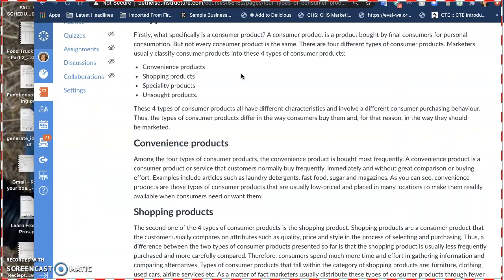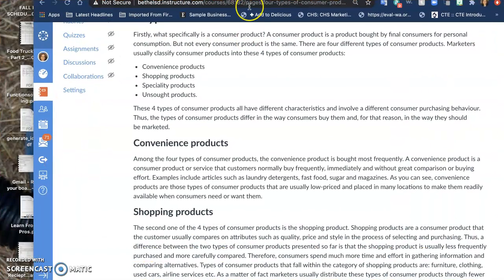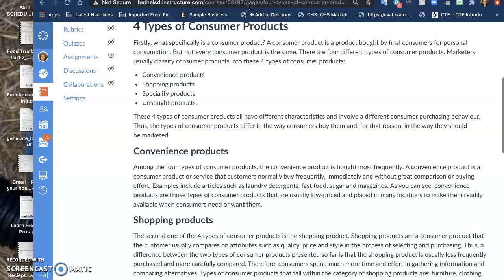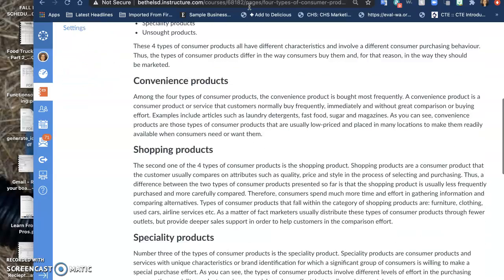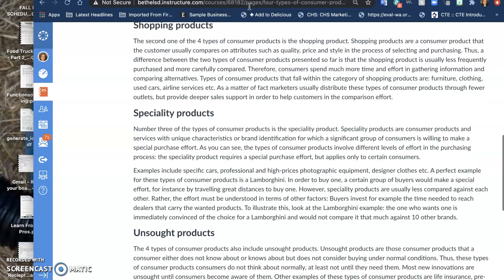Shopping products. The second of the four types of consumer products is a shopping product. A shopping product is a consumer product that customers usually compare on attributes such as quality, price, and style, in the process of selecting and purchasing.